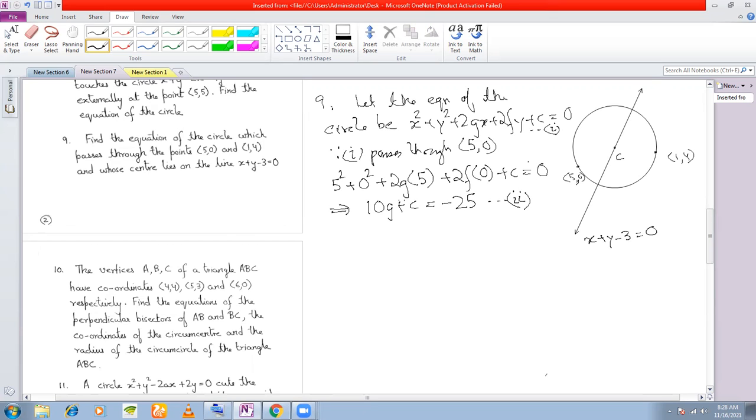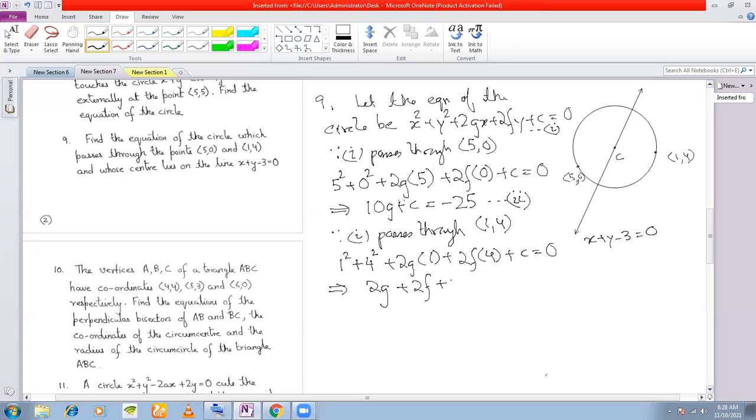Now look at the next point. It passes through 1, 4. So since 1 passes through 1, 4, therefore it must satisfy the equation of the circle. Put x is equal to 1 and y is equal to 4. So 1 square plus 4 square plus 2g into 1 plus 2f into 4 plus c is equal to 0, which will give you another equation, which is 2g plus 8f plus c is equal to minus 17. Call this equation number 3. We have got a second simultaneous equation.